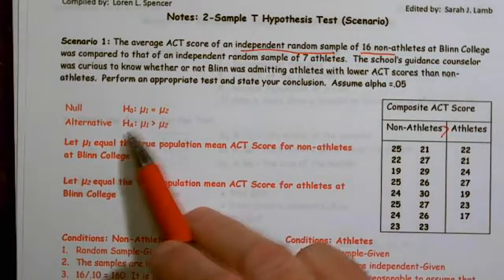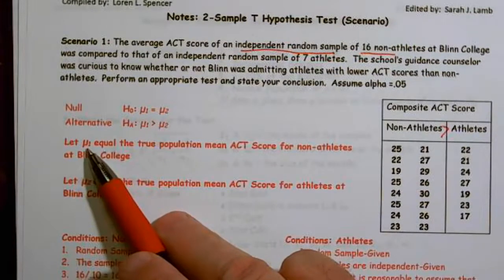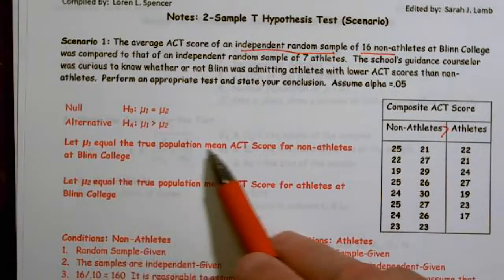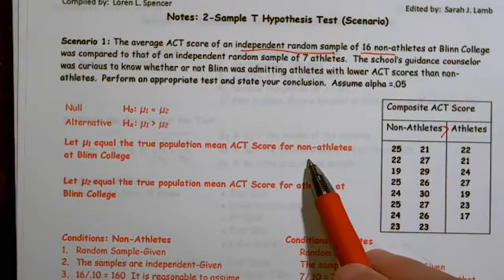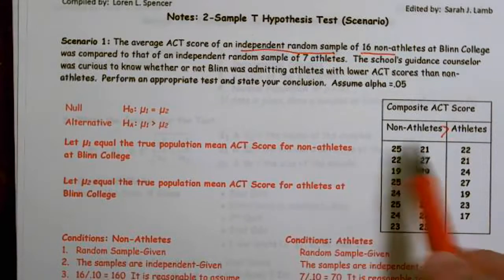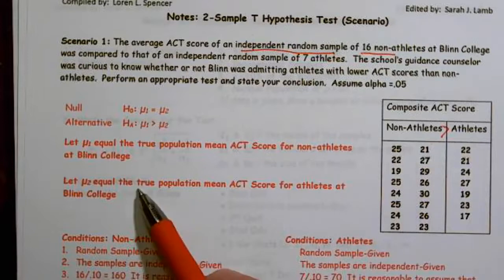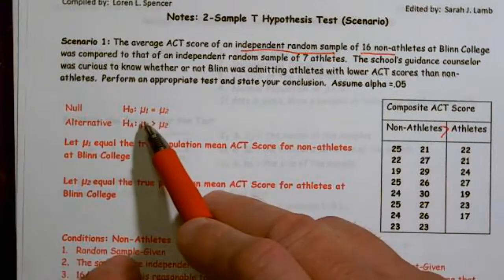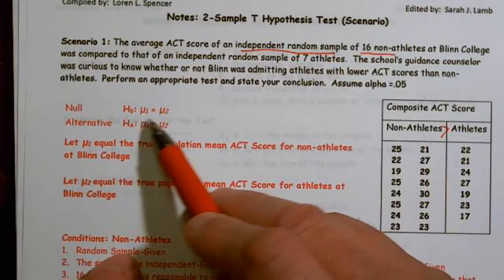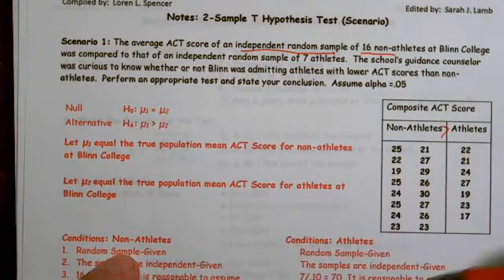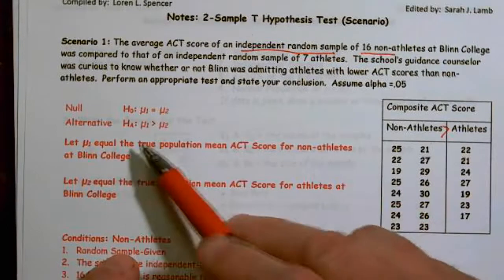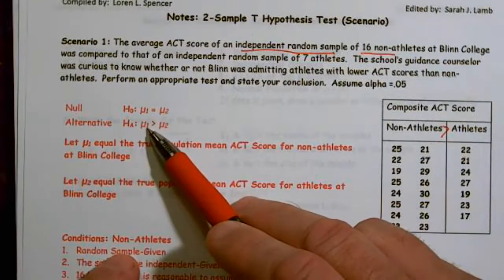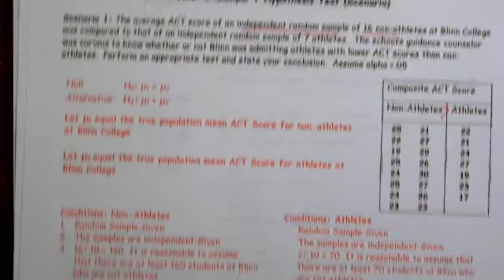So here's my parameter definition. Let mu1 equal the true population mean ACT score for non-athletes, and we think that they are greater than athletes. And let mu2 equal the true population mean ACT score for athletes. So my null hypothesis is that mu1 equals mu2, that there's no difference in ACT scores. And here we're saying that the ACT scores of the non-athletes are greater than the athletes.